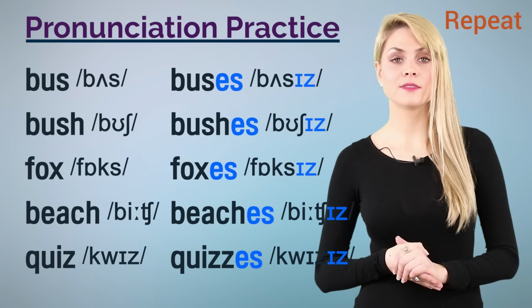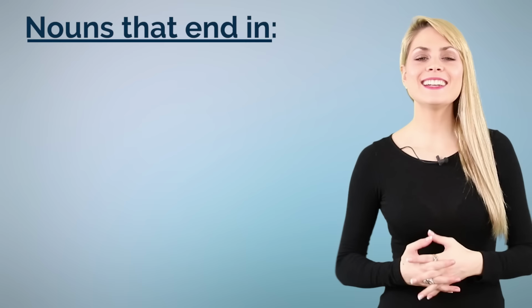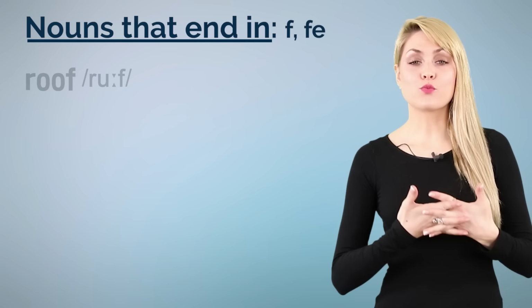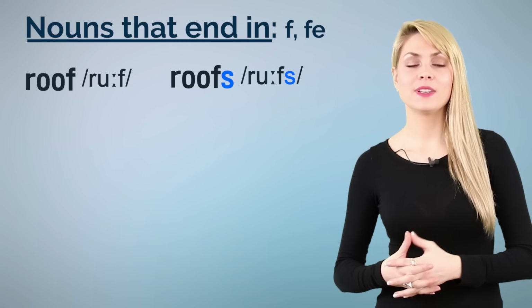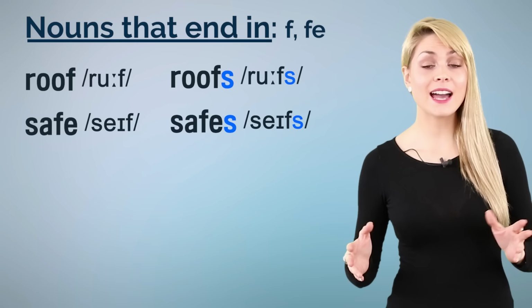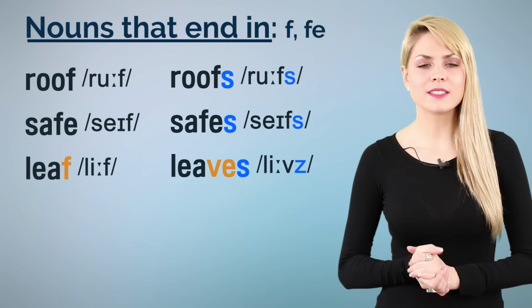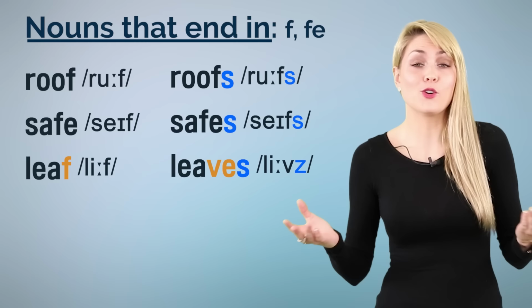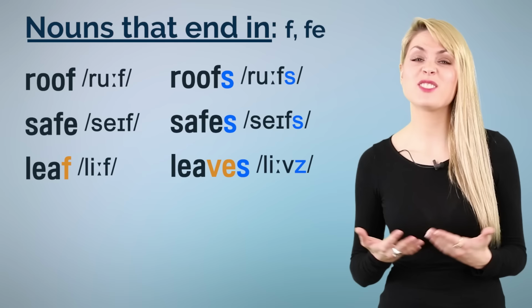Let's move on. Okay, guys, moving on to nouns ending in F or F-E. For example, roof becomes roofs. Safe, safes. So you simply add an S. Then we have leaf that becomes leaves. Wait a minute, what happened? Well, sometimes in English, a word ending in F becomes a word ending in V-E-S in plural. That's not a rule, but some words end in V-E-S, you just have to learn them, I'm afraid.